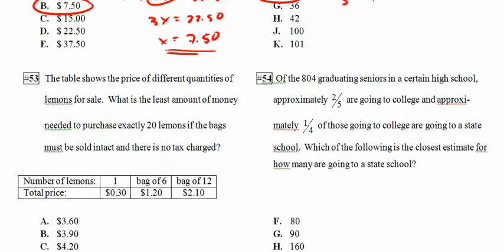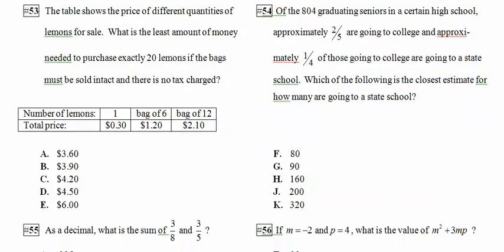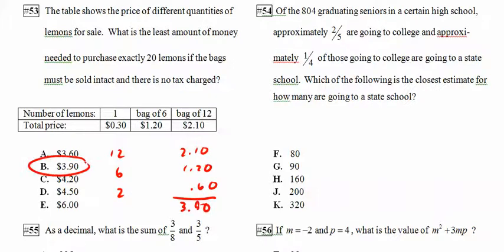One of my favorite examples of ACT math, because if mom sends you to the store, buy 24 lemons, just buy 2 bags of 12. But we can't do that in ACT world. The most economical way to do that is to get 12 for $2.10, 6 for $1.20, and then 2 more for 60 cents. Add them up, should get you to $3.90.